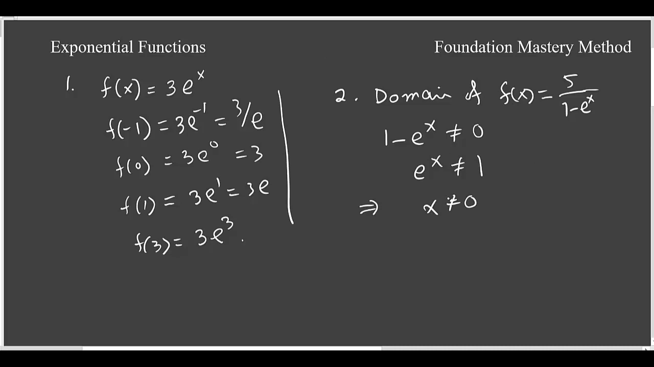So that's why we have our domain where x is not equal to 0. In interval notation, you can write -infinity to 0 and then 0 to infinity.